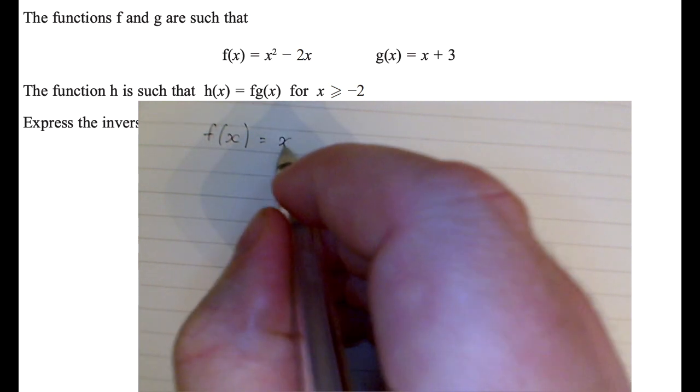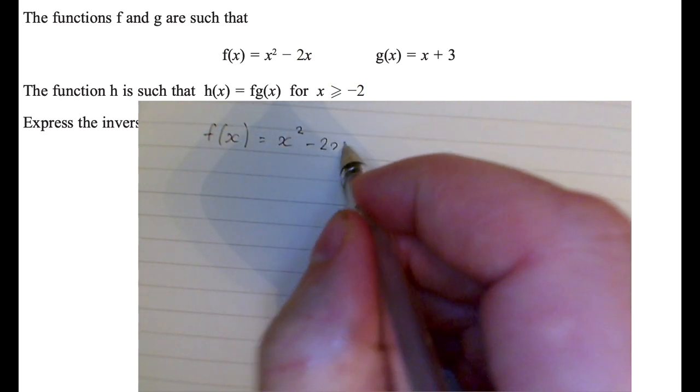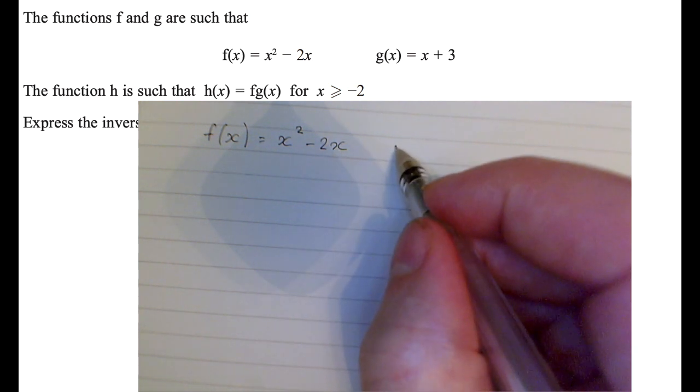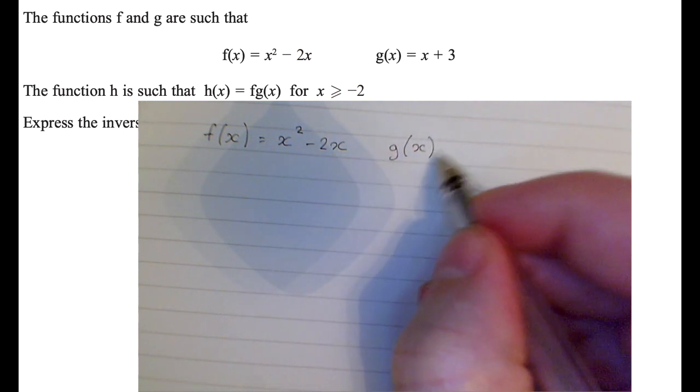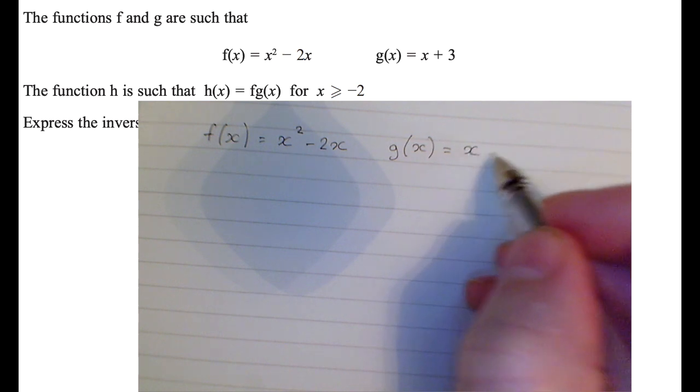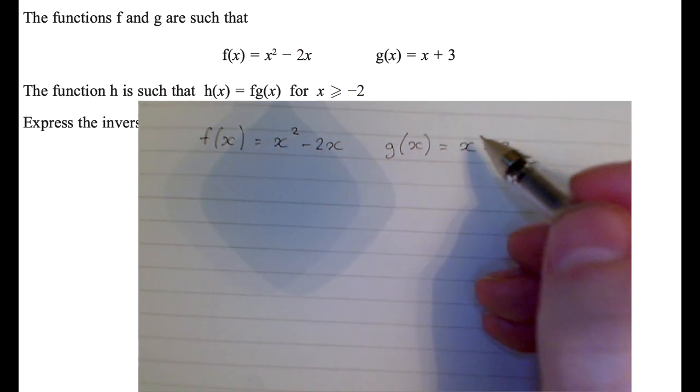So it's a function, and it means that if we stick an x into this machine, it squares the input and then takes away 2 of the input. And g of x means that if you stick something in, it's going to add 3 to it. That's what that machine does.